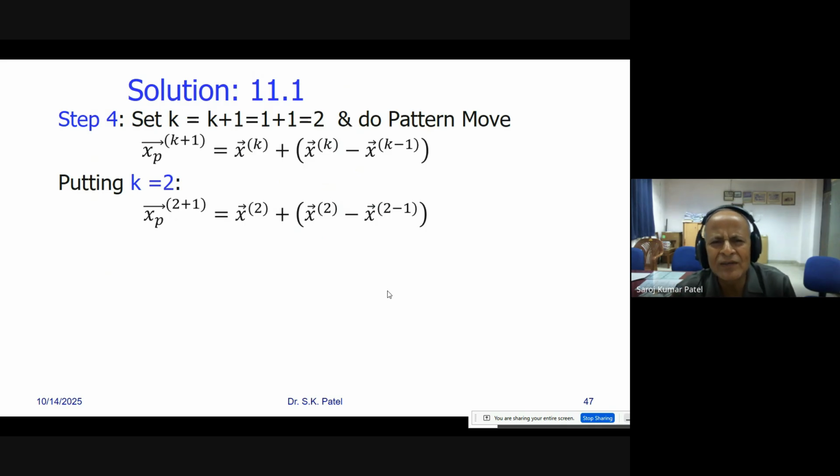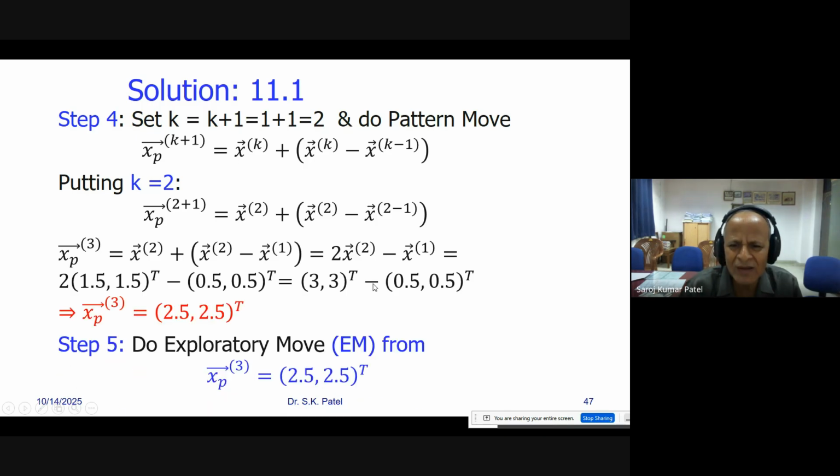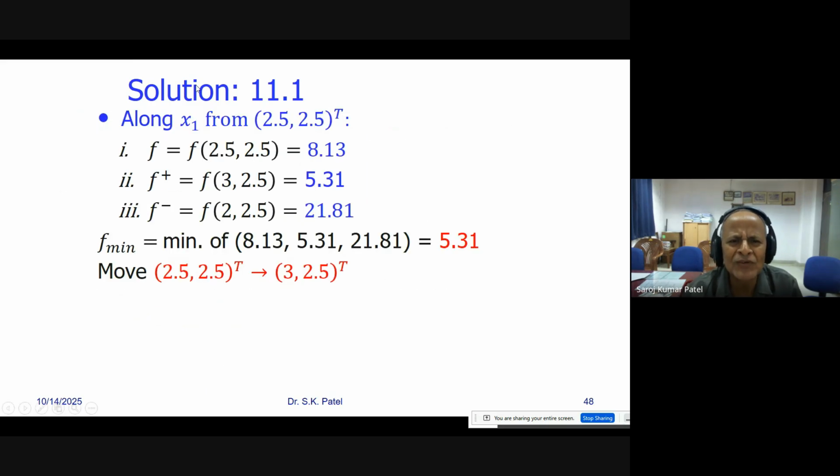So in the third iteration, let us do the first pattern move, then the exploratory move. So xp3 will be x2 plus x2 minus the previous one, x1. So this will be 2x2 minus x1. Substitute the values: x2 is (1.5, 1.5), x1 is (0.5, 0.5). We will get (2.5, 2.5) at the end of the pattern move. Now we'll do another exploratory move from this (2.5, 2.5). First along x1, we get again 3 values. Minimum is 5.31. So move to (3, 2.5).